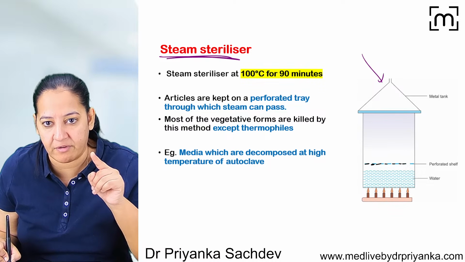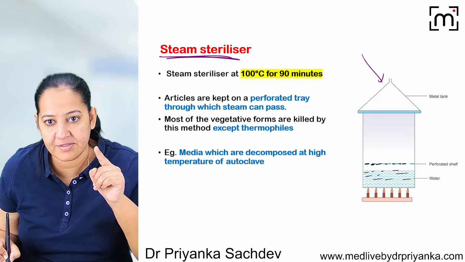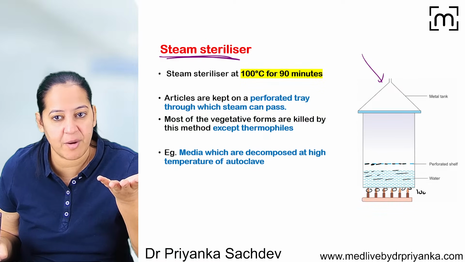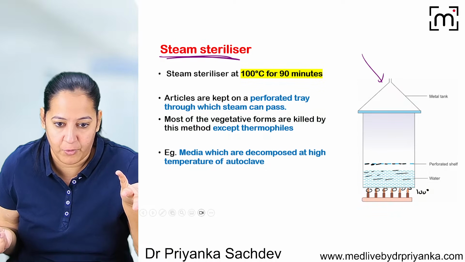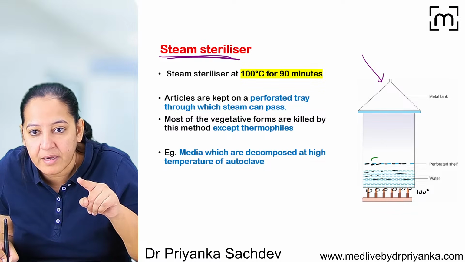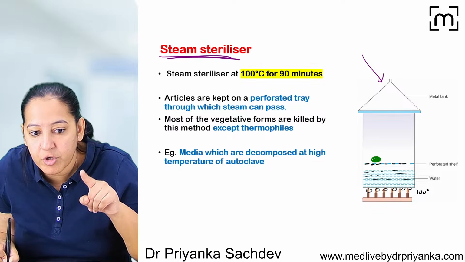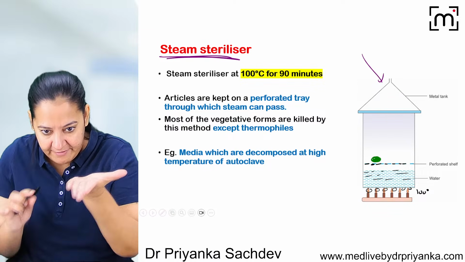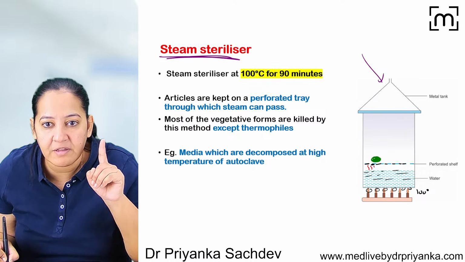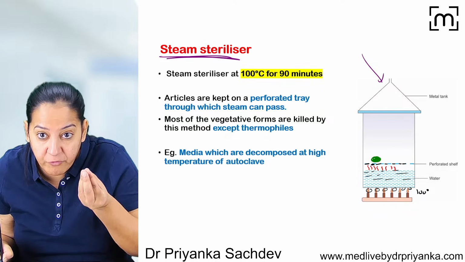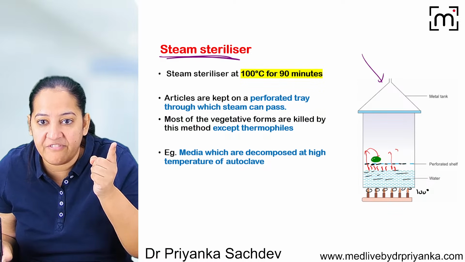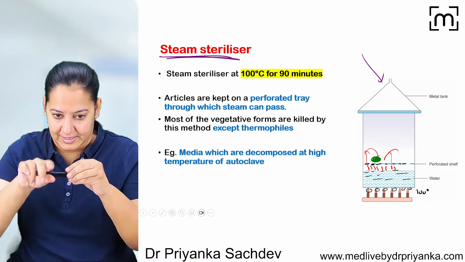Below the tray, there is water filled. Can you see the water? Start heating. Whenever the temperature becomes 100 degree, the water automatically starts boiling. This is my article, which I have put on the tray, which is perforated. Whenever the water starts boiling, the steam is formed, the vapor is formed. From the perforations, the vapor will come up onto the surface of the article.